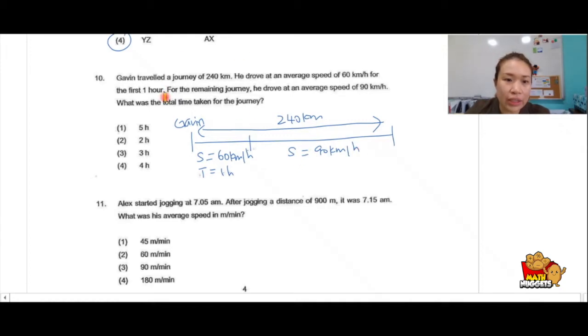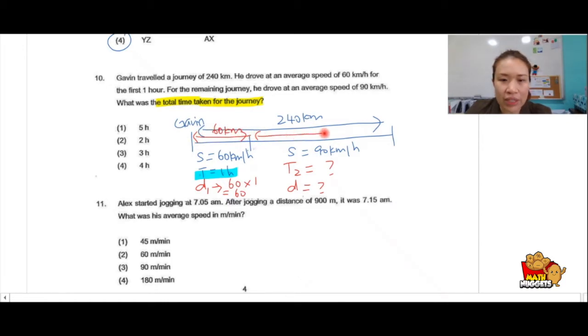The question wants us to find the total time taken for the whole journey. Now, if we need total time, we need the time for the first part, which we already know, and we need the time for the second part. In order to find the time for the second part, we need the distance. So how do we find distance? We first need to find the distance for the first part of the journey. Distance for the first part would be speed times time, which is 60 times 1, 60. So this part distance is 60.